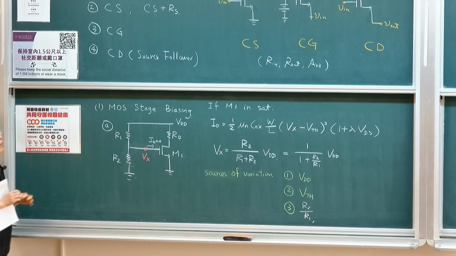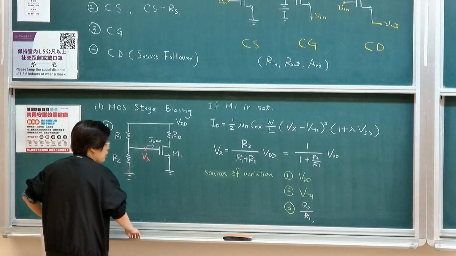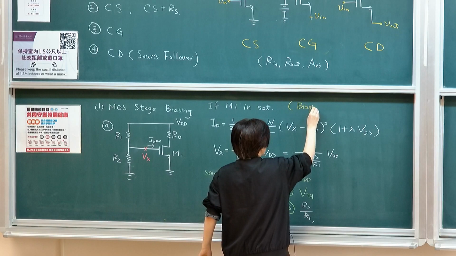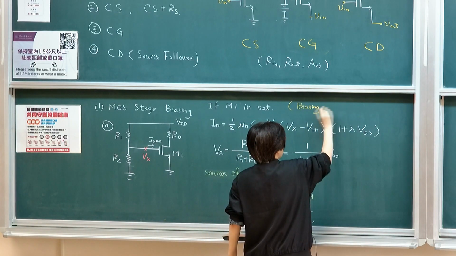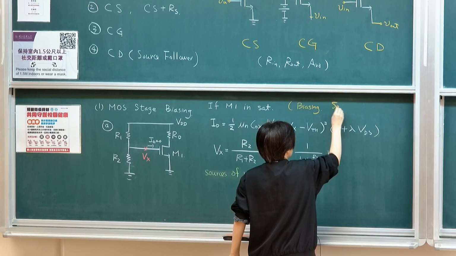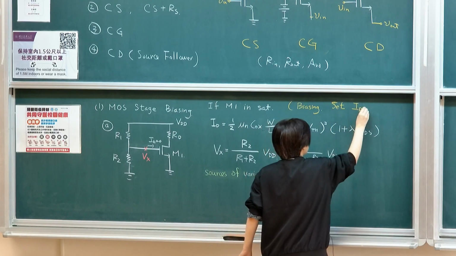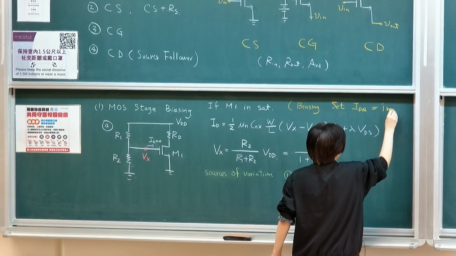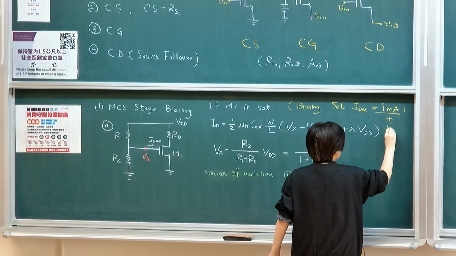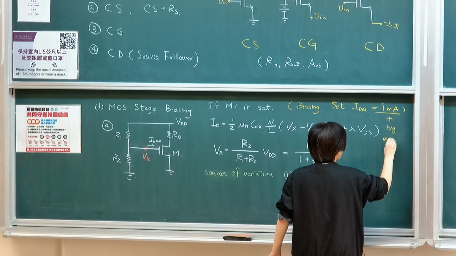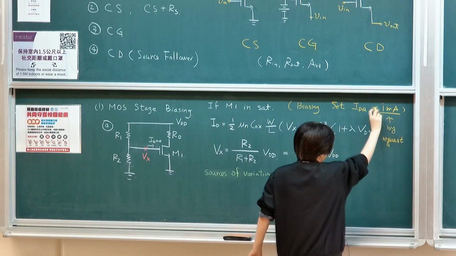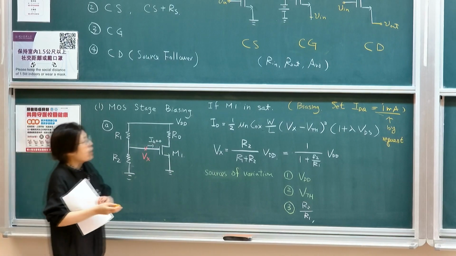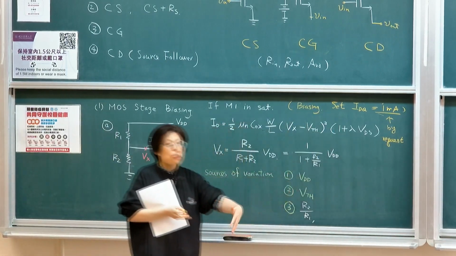So the basic idea in most of these types of biasing design, typically we start with the request. In biasing design, what we want is to set IDQ to a certain level, let's say 1 milliamp. So this is by request of your performance. You define this by the performance or your expectation, or whatever gain you wish to obtain out of the circuit, and then you want to set it to this particular point.